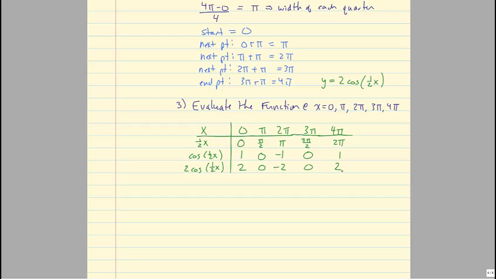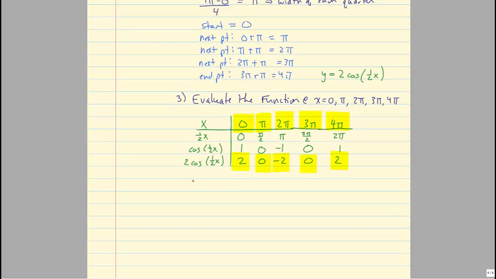Now the points that I want to graph then are 0, 2; pi, 0; 2 pi, -2; 3 pi, 0; 4 pi, 2. So again, we want to graph the points 0, 2; pi, 0; 2 pi, -2; 3 pi, 0; 4 pi, 2.